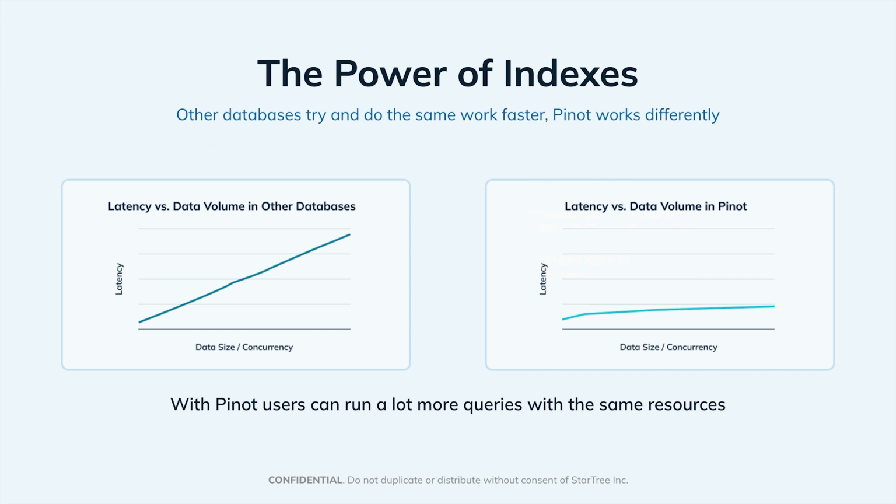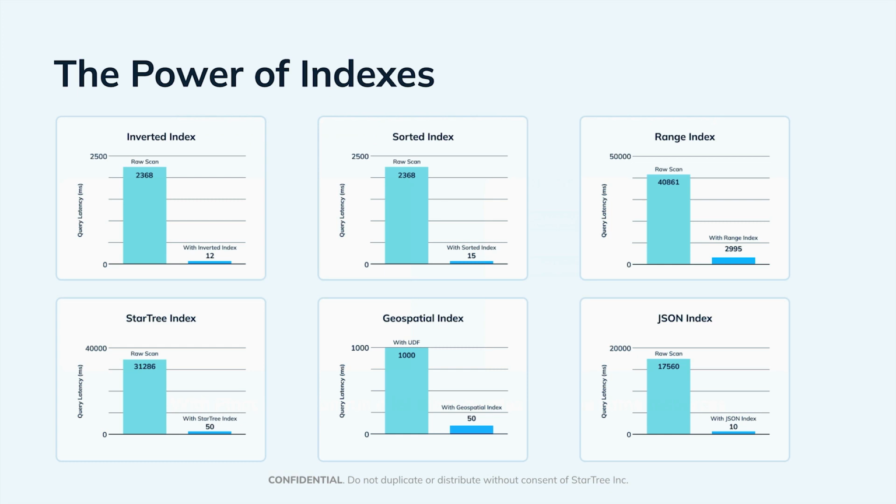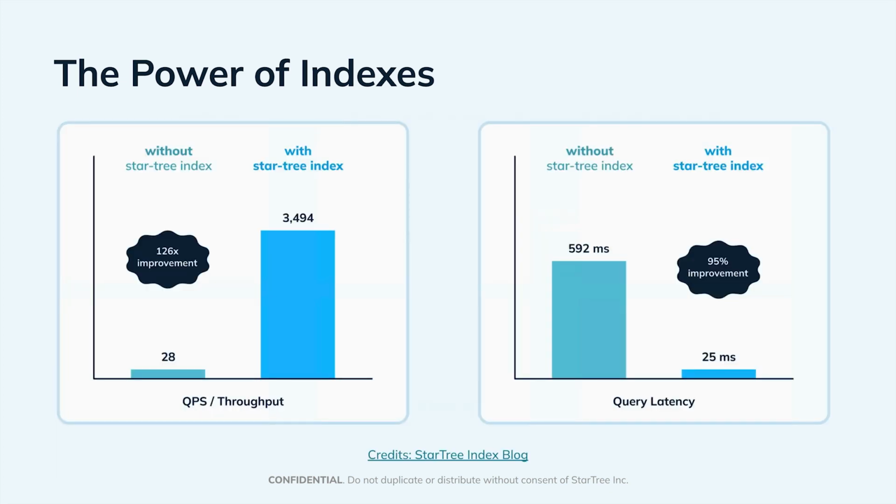With Pinot, on the other hand, the goal is to keep this curve as flat as possible, right? So even if the data grows and the workload grows, we minimize the number of things that we need to process using indexes and get predictable latency even with increased growth. These are some of the benchmarks we've done internally with and without the index. As you can see, in some of these cases, there's many orders of magnitude difference, especially visible in the StarTree index.